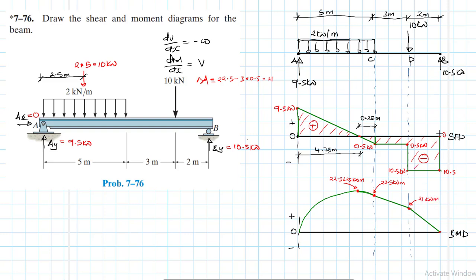We expect to find the same if we used this area here. Let's try it. M will be equal to 10.5 times 2. Okay, 10.5 times 2 gives us 21. So it's the same value, right? Okay, I think that is about it. And this moment here is positive, right? I guess we are done.